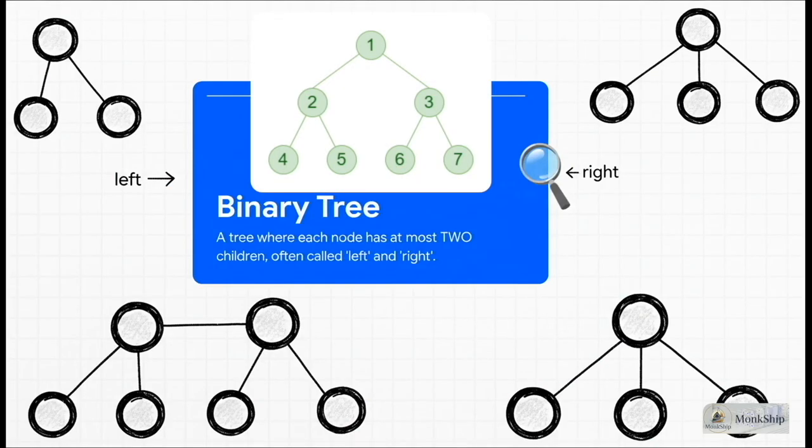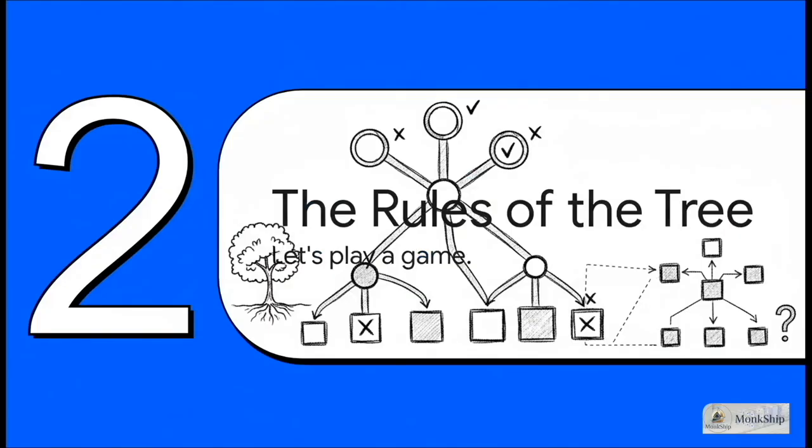Now, a node in a tree can have a whole bunch of children, but one of the most common and, frankly, most useful types is the binary tree. And the rule here is super simple. A parent can have at most 2 children. We usually just call them the left child and the right child. Definitely keep this one in your back pocket, because we're going to come back to it in a bit to solve a problem.